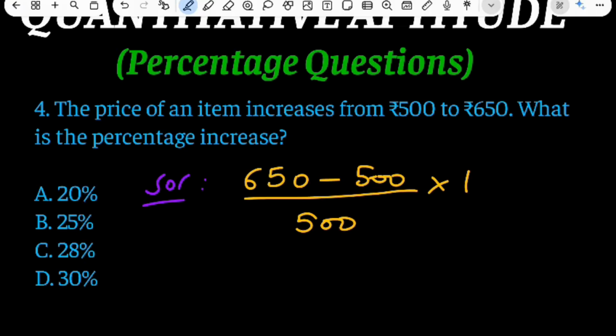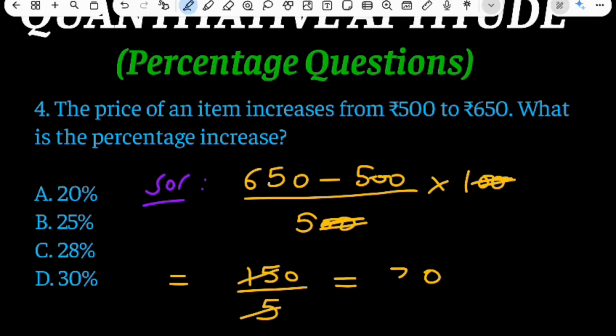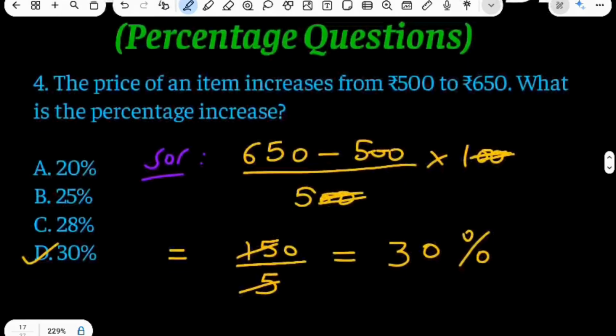If we don't remember the formula, we can simply use these types of tricks. Now we remove these two zeros with the hundred's two zeros. Then we subtract: 650 minus 500 gives 150. We have to divide it by 5. Simple. Keeping the 0 as it is, we know that 15 comes in the 5 table at 3, so 30% is the correct output. From the options, option D is correct. That is, the item's increase percentage is 30%.